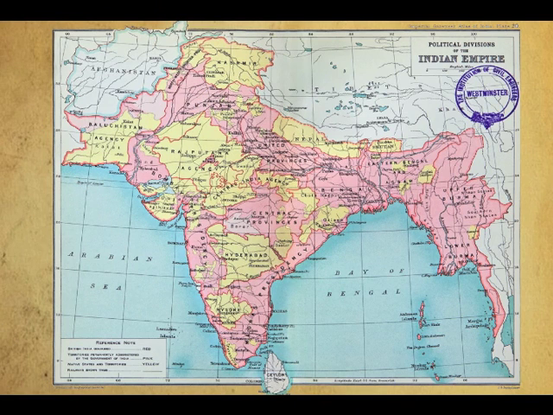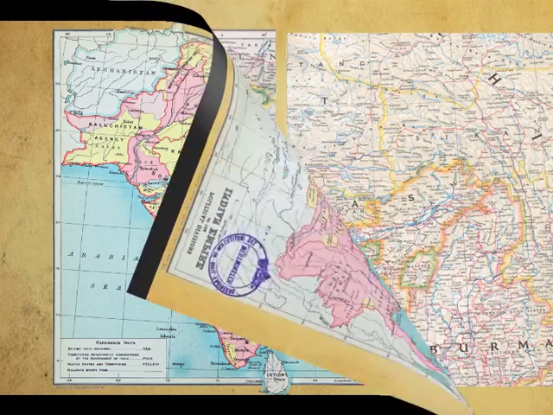By the 20th century, the empire stretched from the Hindu Kush in the north to the Indian Ocean in the south, Baluchistan in the west to Burma in the east. This was the most extensive territorial expression of the idea of Hindustan.